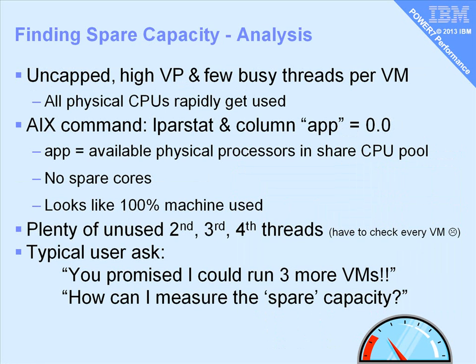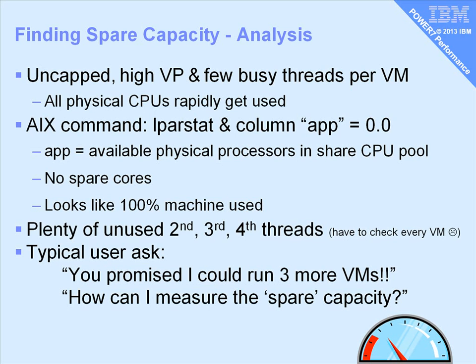If we run the AIX command lparstat and look at this APP column, this stands for Available Physical Processors. It's a bit of an odd number here because if we switch it on and make it available so that the LPAR can collect these stats, then it is actually a machine level value.